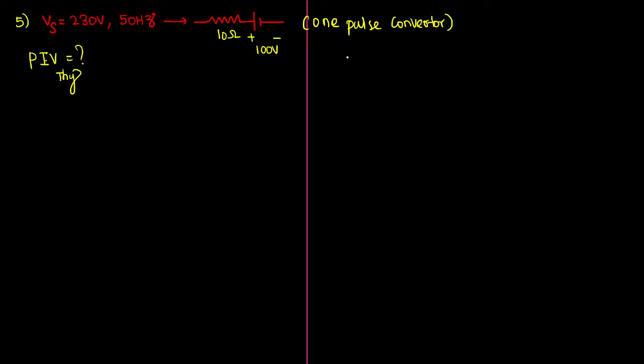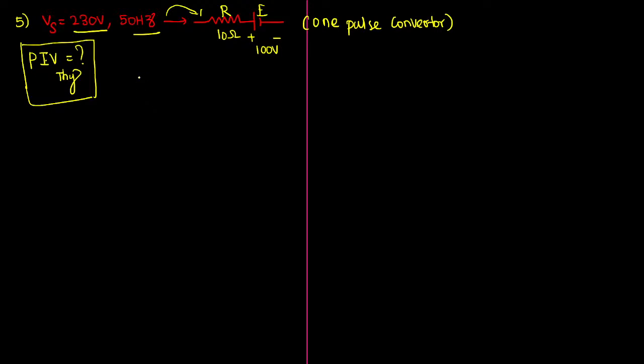A single phase one pulse converter having the supply voltage of 230 V, 50 Hz, and it is feeding the power to the RE load. See there, the R value is given, the E value is also given. Find the peak inverse voltage of the thyristor. That is the question. Now what I want to know is whether it is the half wave rectifier or full wave rectifier.